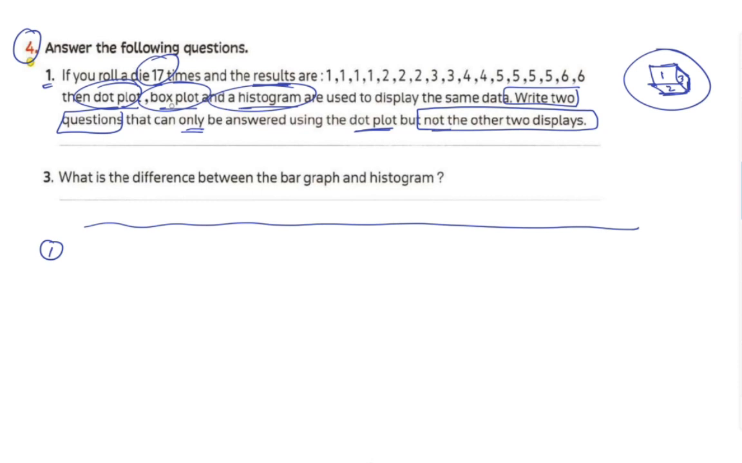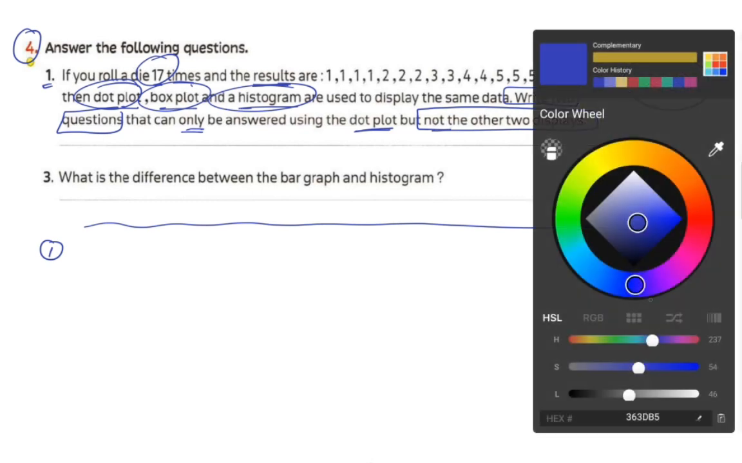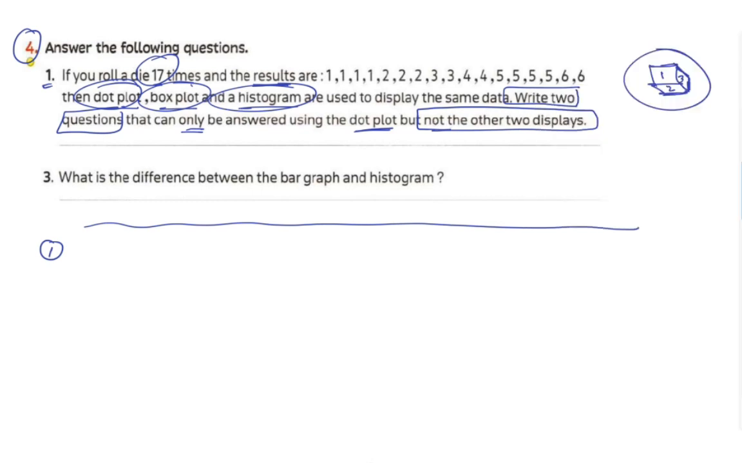About box plot, it can answer the 5 summary numbers. If you ask about median or upper quartile, lower quartile, minimum, maximum, you can answer it by box plot. If you ask about an interval, you can answer it by histogram. But if you ask about individual data, just dot plot.